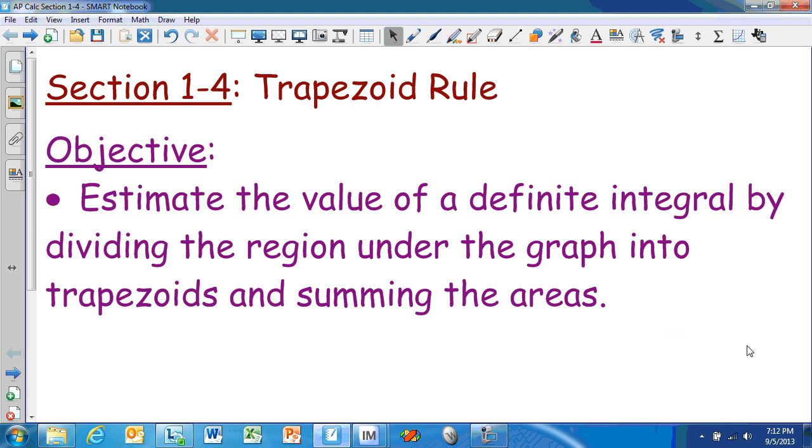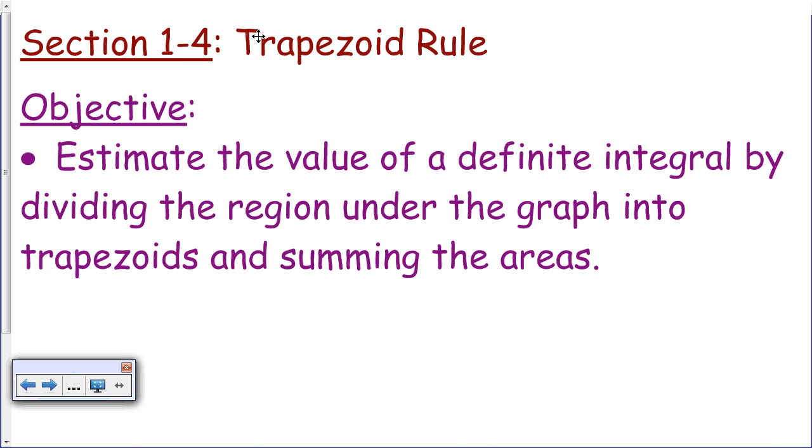Section 1-4, trapezoid rule. The objective of this section is to estimate the value of a definite integral by dividing the region under the graph into trapezoids and summing the areas.